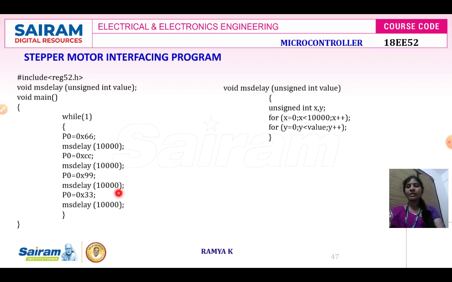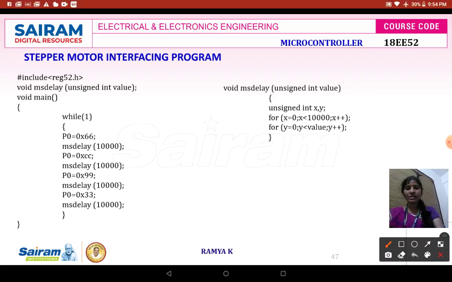Here one program I have shown which describes the stepper motor interfacing program. Here the step angle is given. First it will be 0, then 66, CC, 99, 33. First it will be in standstill condition. Then 66 is the angle. Then CC is your angle. Then 99 is your angle. Then 33 is your angle.